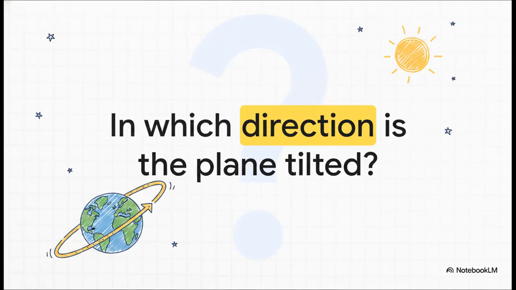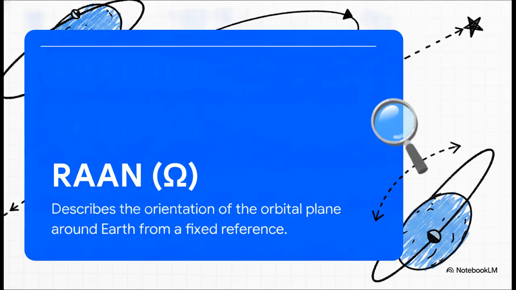But wait, we aren't quite done orienting our plane yet. We know the tilt angle, for sure, but we also need to lock down exactly which way that plane is facing out there in the solar system. Imagine a tilted hula hoop around the Earth. You could easily spin that hula hoop all the way around the planet without ever changing the actual tilt angle, right? So, to lock it firmly in place, we use the right ascension of the ascending node. Thankfully, we just call it RAAN, or the Greek letter omega.